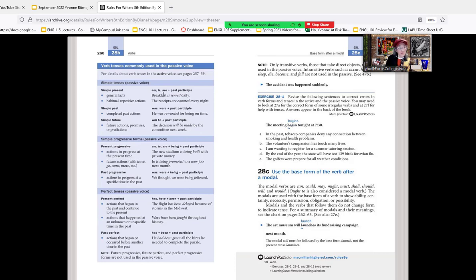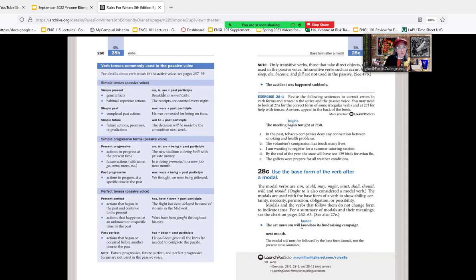So for general facts, habitual repetitive actions, simple present. Then simple past is completed past actions. He was rewarded for being on time. Simple future: future actions, promises, or predictions. So passive voice can also have a simple future tense. So the decision will be made by the committee next week.